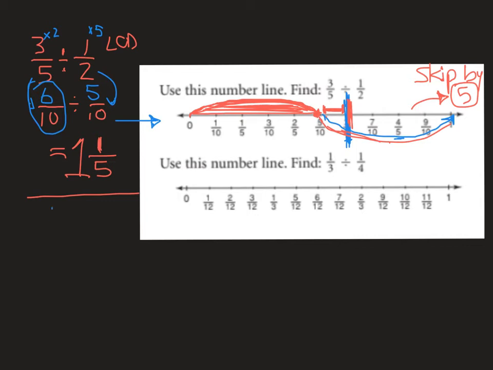So this one says 1 over 3 divided by 1 over 4. Now I know my lowest common denominator is my LCM of 3 and 4, so that's going to be 12. And I'm still dividing, and it's still 12 over here. Then I start creating my equivalent fractions. So to get from 3 to 12, I multiply by 4. So I'm going to do the same over here.